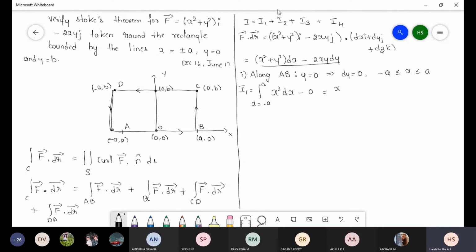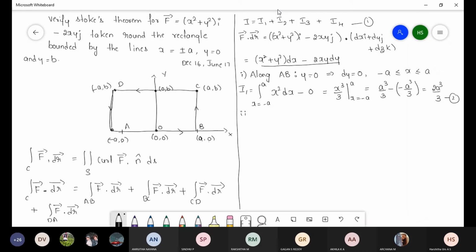Now x square integration is x cube divided by 3. So x is equal to minus a to a. That is equal to upper limit a cube divided by 3 minus of lower limit minus a cube divided by 3. So we get 2a cube divided by 3. I call this as equation 1. This one as equation 2.